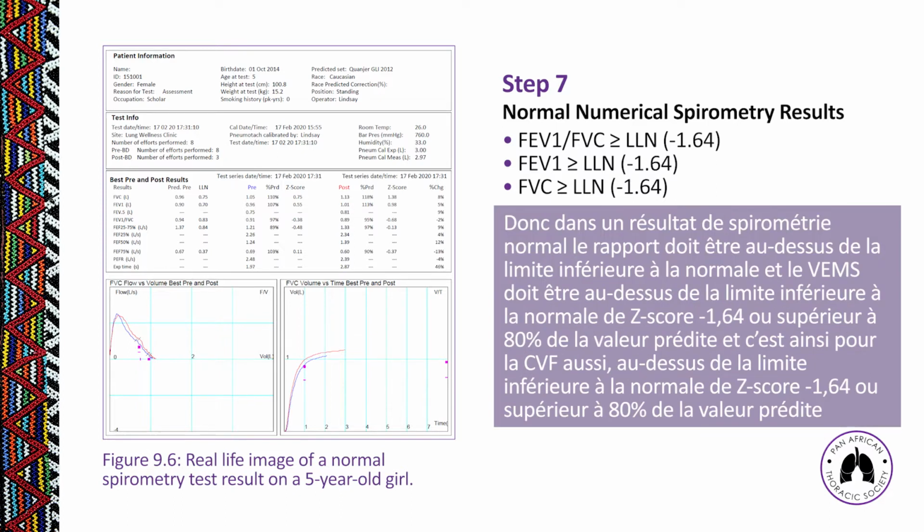So in a normal spirometry result, the ratio must be above the lower level of normal, and the FEV1 must be above the lower level of normal of minus 1.64 Z-scores, or above 80% of predicted, and the FEC the same. It must be above the lower level of normal, Z-score minus 1.64, or 80% of predicted.